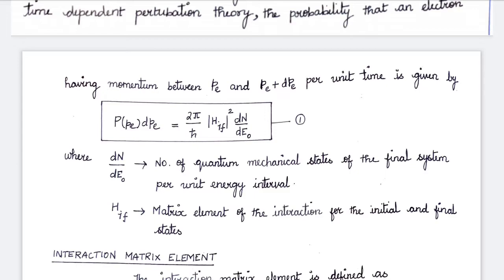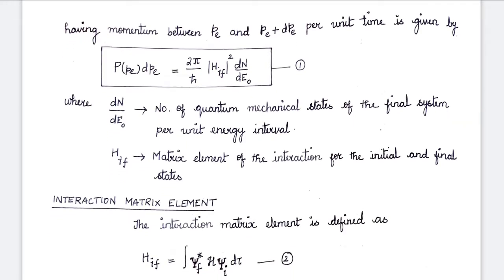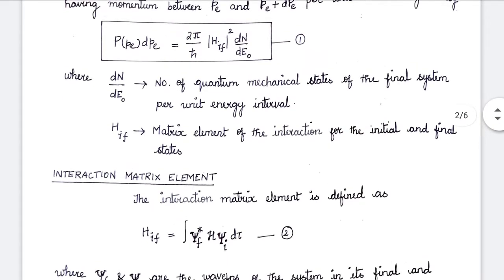This is Fermi's celebrated golden rule. So this equation 1 represents the chance of an electron having a momentum between pe and pe plus dpe being emitted per unit time. Here dN/dE0 is the number of quantum mechanical states of the final system per unit energy interval, and Hif is the matrix element of interaction for the initial and the final states of the particle.